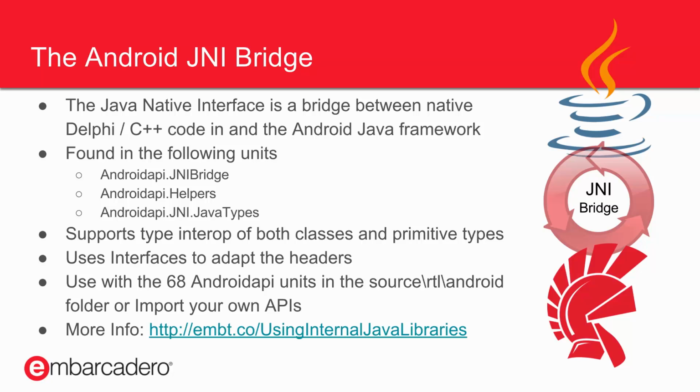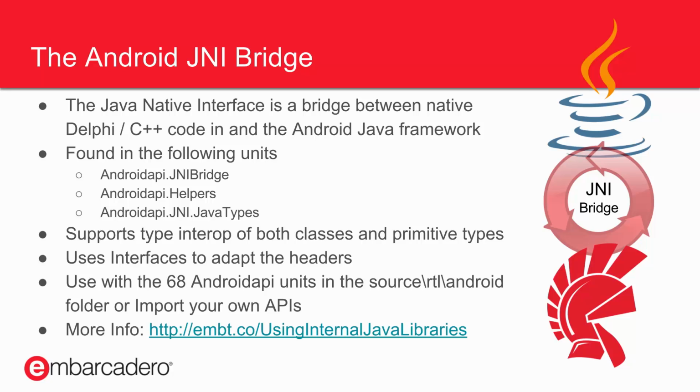The bridge is found in Android API.JNI Bridge, but there's a couple other units that are useful to have, which is the helpers and JNI Java types. With those three units, you're actually able to do quite a bit of interacting directly with the Java APIs from Delphi. So that's really, really powerful that you're able to have that level of functionality that supports type interop, both classes and primitive types. There's a number of interfaces that you use to move between the two.